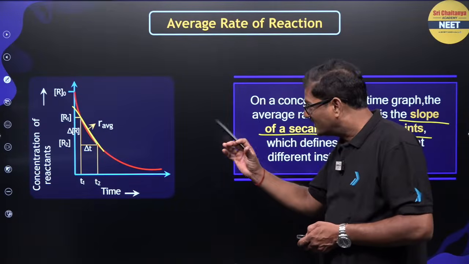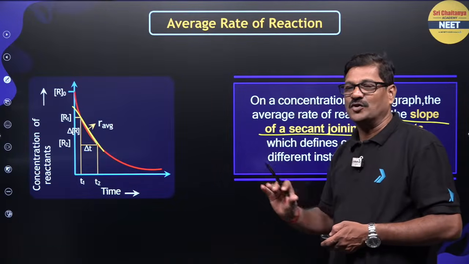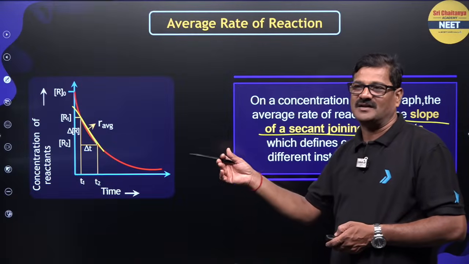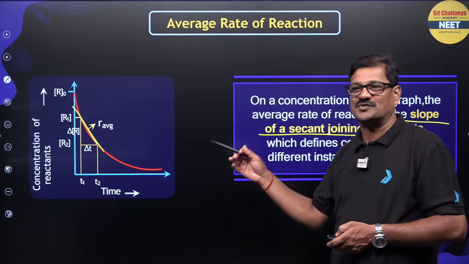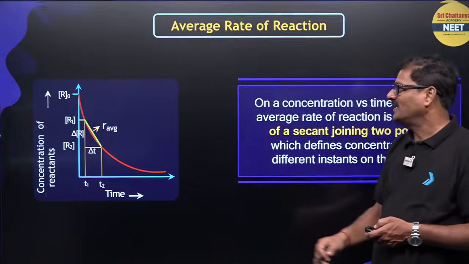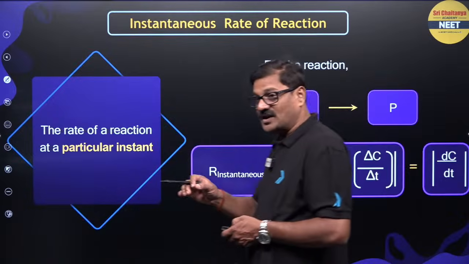In chemical kinetics you are going to get so many graphs. There are 10 graphs I just want to show in today's class. Get ready. And I want to say instantaneous rate.